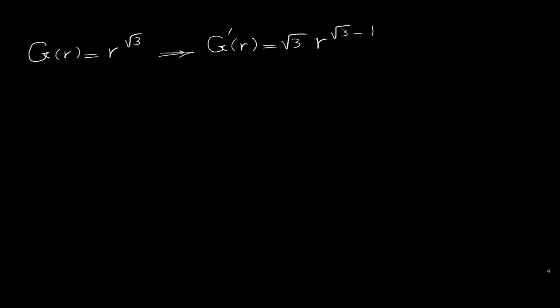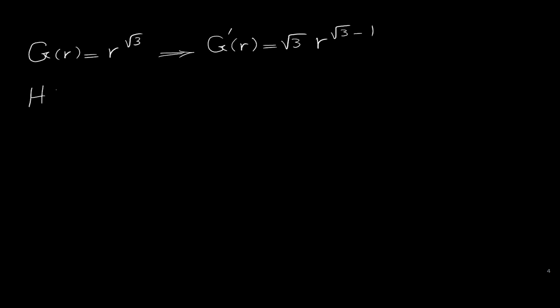We had a function with variable r because when we say g of r, the variable of the function is r. When we say f of x, the variable of the function is x. When we say f of t, the variable is t. Here r is the variable and the power is a number. So we can use power rule to find the derivative of r to the radical 3. We bring the power radical 3 to the front of the term and we subtract the power by 1.